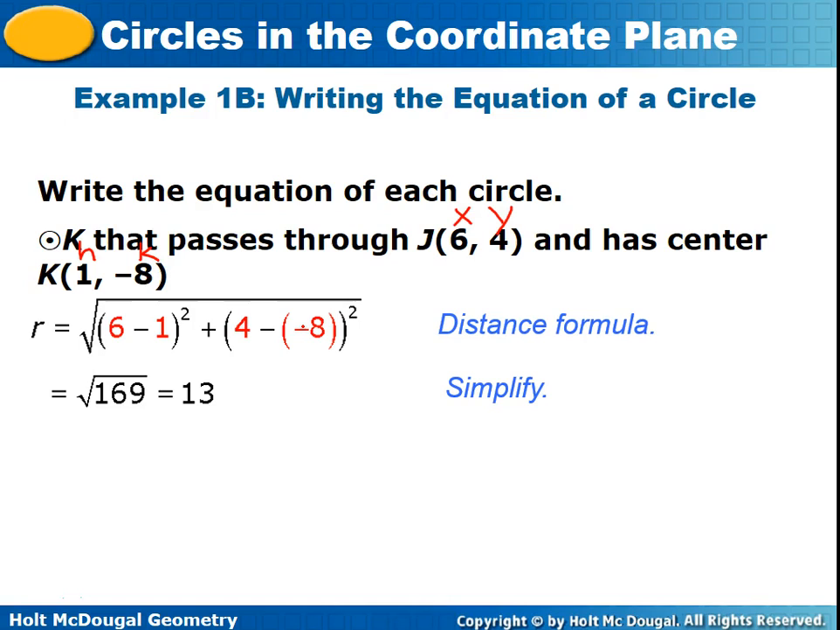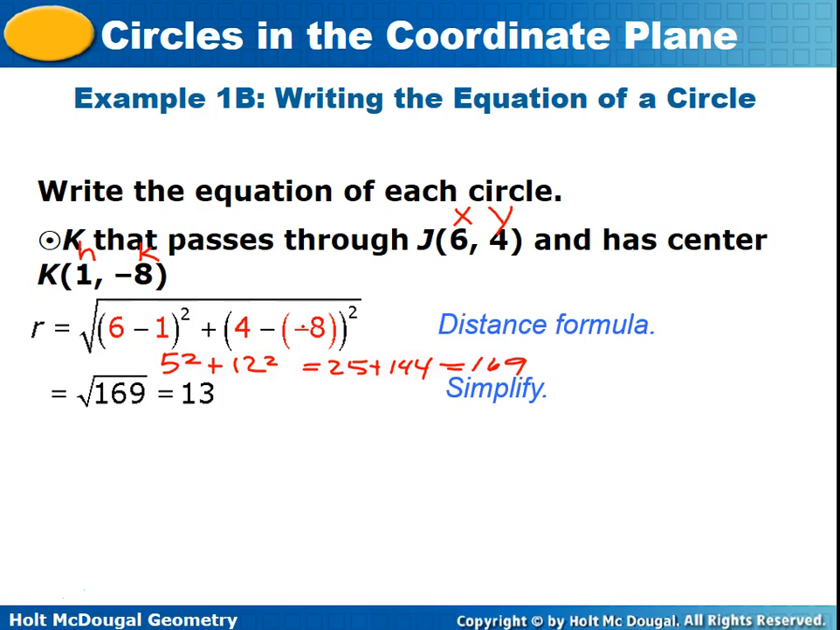So let's talk about that. This would be 5² + 12², so that's equal to 25 + 144. Well, that's 169. So our next step would be to take the square root of 169. So that is our radius. So 13 is our radius.